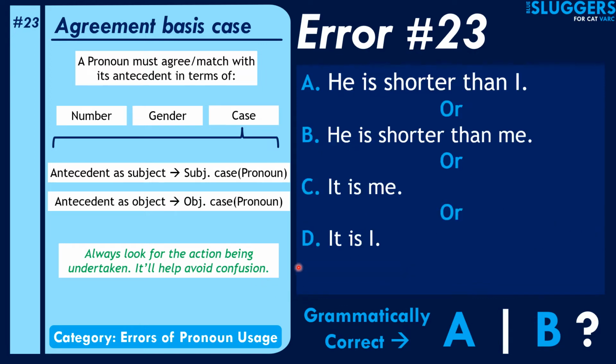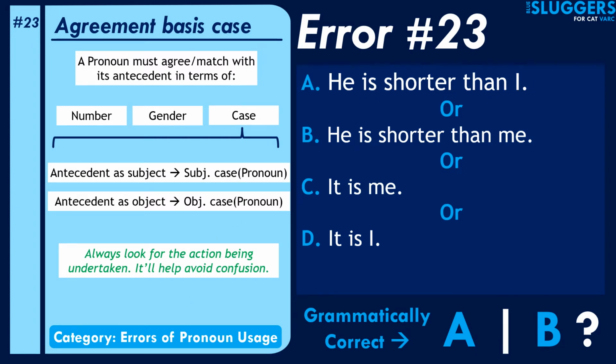Let's look at a few more examples. "He's shorter than I" or "he's shorter than me." Which one do you think should be correct? Again, look at the action. Well, in this case, it is just a state of being, right? It's just about being shorter or not being shorter. So "he is shorter than I."